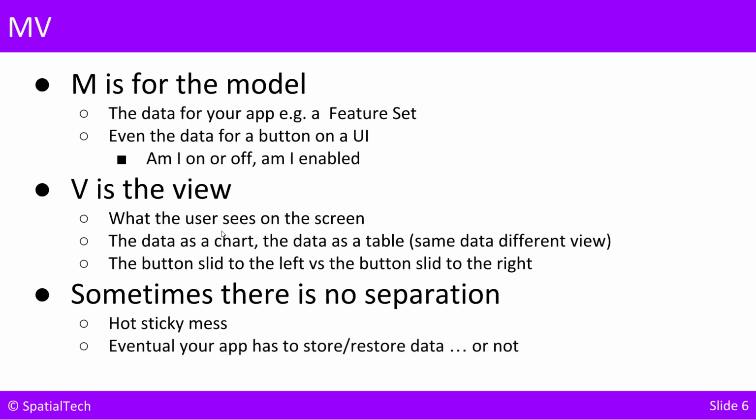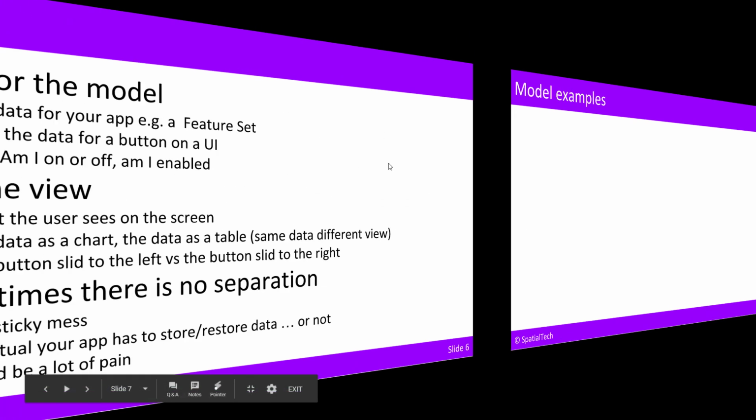Eventually, if you have an app, you typically need to store your data. Maybe you don't. But in a bigger one where you're letting users draw things and edit things, you eventually have to save stuff. And if this is all just one big chunk, it's very hard to change the view over time or have a different view. So there's a lot of pain when you don't separate it. But when you first start out, you typically do make a bunch of hot, sticky messes.